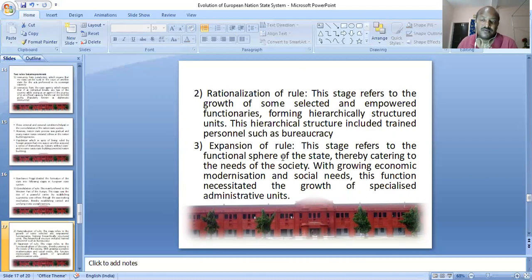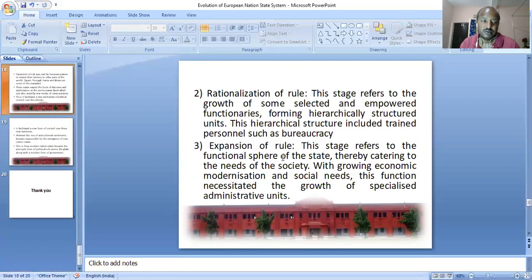And then the final one is expansion of rule. This stage refers to the functional sphere of the state, thereby catering to the needs of the society. With growing economic modernization and social needs, this function necessitated the growth of specialized administrative units. So this is very, very important.